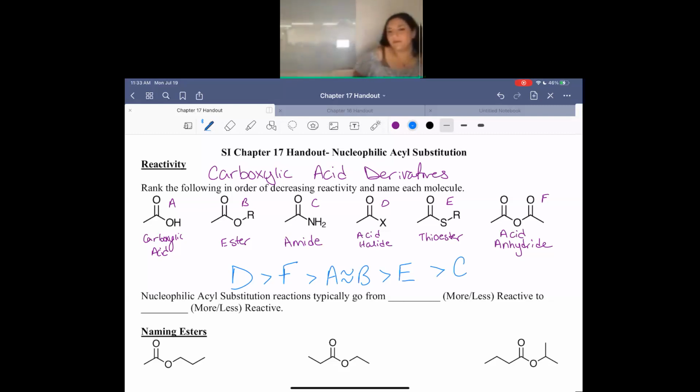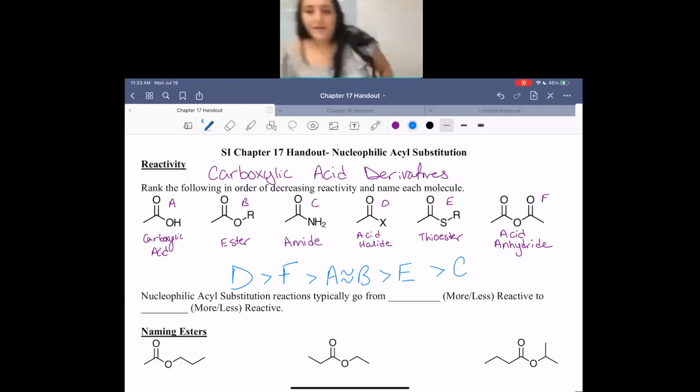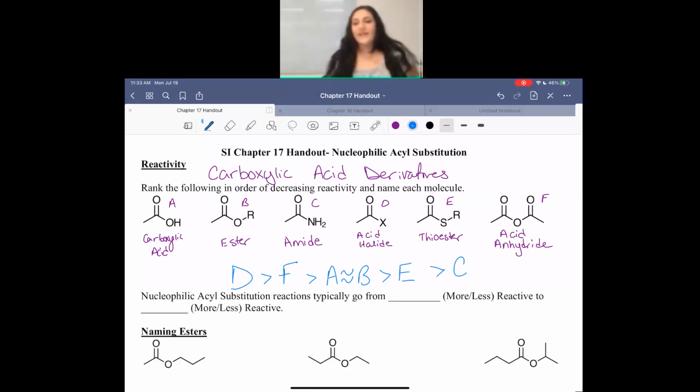So I will give you 1 second to think about that while I turn the lights back on. Okay, cool. So any questions about the order of reactivity? Yeah, exactly. So you think of them in the context of leaving groups, and then think about their electronegativities.